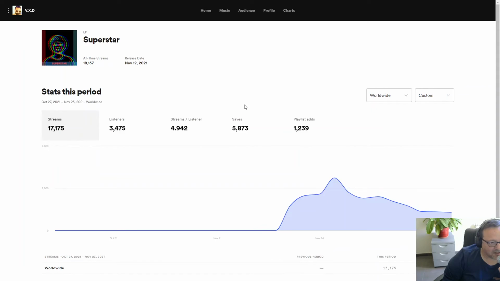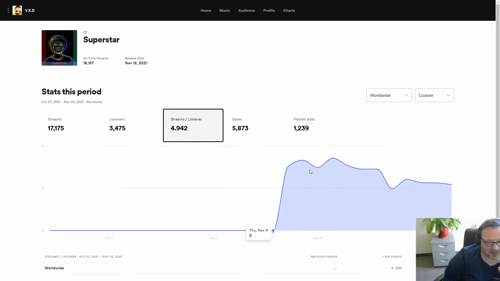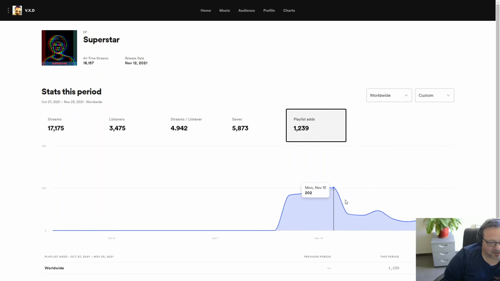If we look at these new statistics that we've got from Spotify, you've got a high stream listener rate, and that rate is going up over time because listeners are repeating the listen. They're listening to the song more over time. A stream listener rate of almost 5 is pretty good. And the other key thing here is the playlist ads. It's been put onto 1,000 playlists.